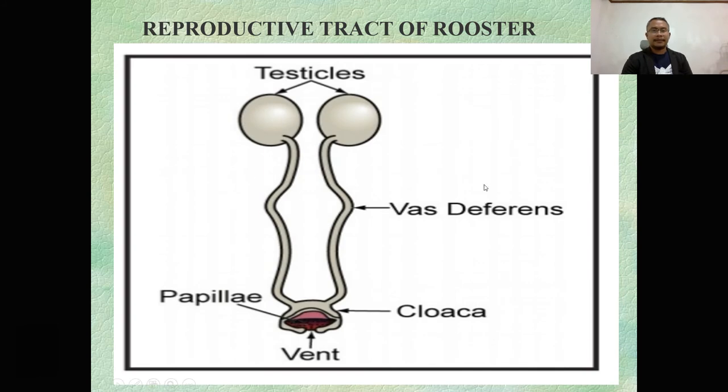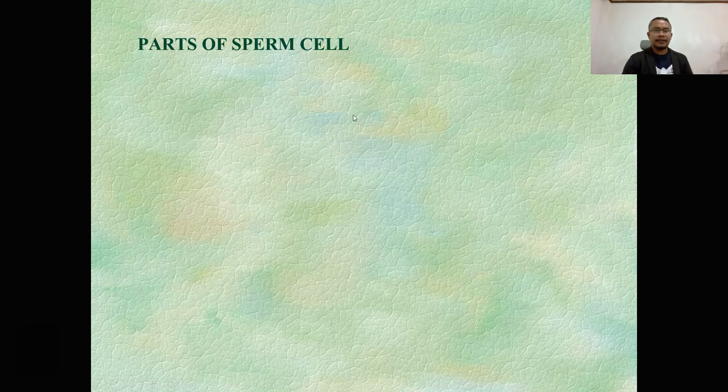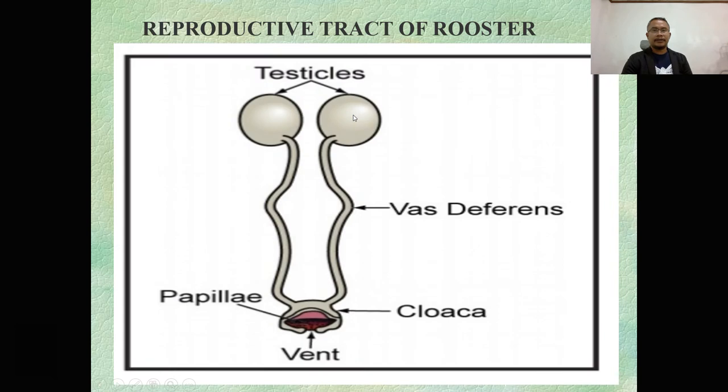Okay, so we have here another illustration of the reproductive tract of a rooster. The rooster has a very simple reproductive tract. They have testicles, which can be found inside the body cavity.